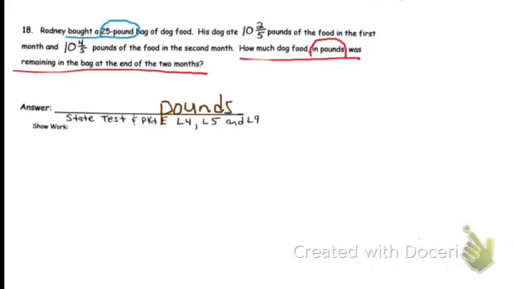What else do I know? I know that Rodney bought a 25-pound bag of dog food. I know that the dog ate 10 pounds, again going with whole numbers, in the first month. And he ate another 10 pounds in the second month. And then I'll need to figure out how much was remaining in the bag. So let's see. 25-pound bag of dog food, that's my total. That's the total amount of dog food that he started with.